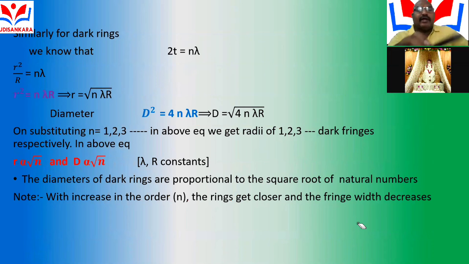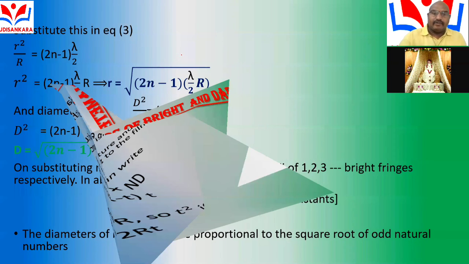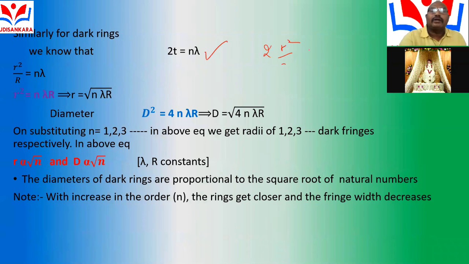2t is equal to n lambda. Then substitute t is equal to r square by 2R. You know the value of t, so substitute it here: 2 r square by 2R is equal to n lambda. The 2 cancels. r square is equal to n lambda R. Then r is equal to D by 2, that is, radius is equal to diameter by 2.